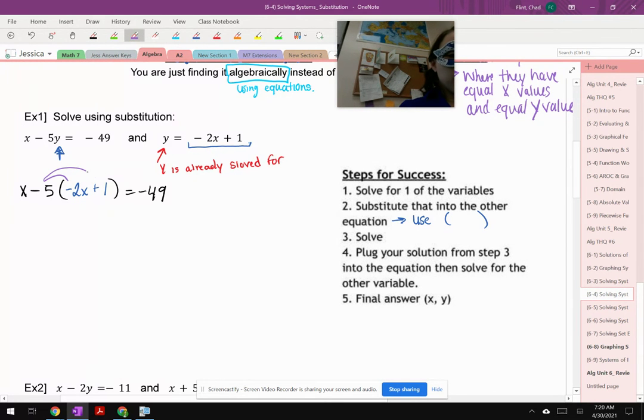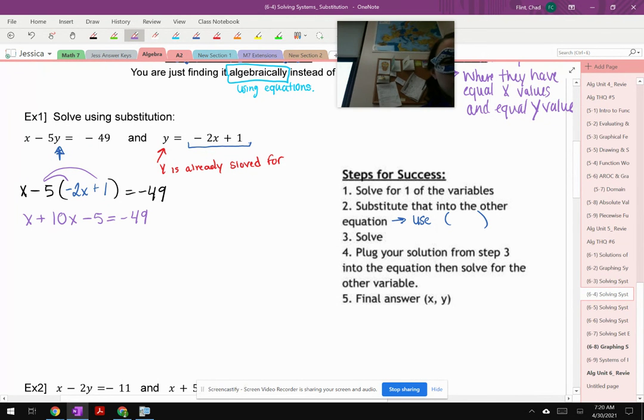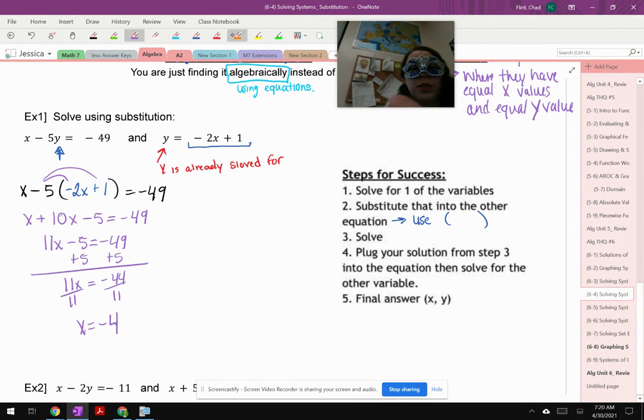I've got some distribution I need to work through first with that negative 5, which is why those parentheses are absolutely essential. So x minus, just kidding, that turns into a positive 10x minus 5 is equal to negative 49. 10x plus 1x is 11x minus 5 equals negative 49. Go ahead, use those inverse operations to isolate your variable. Add 5 to get negative 44, divide by 11, and x is equal to negative 4. Okay, so step 3 is done, we solved.